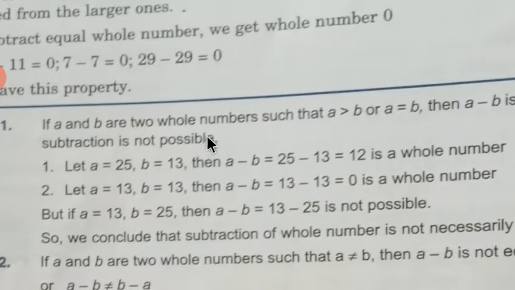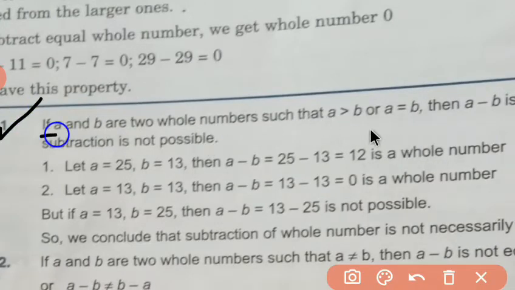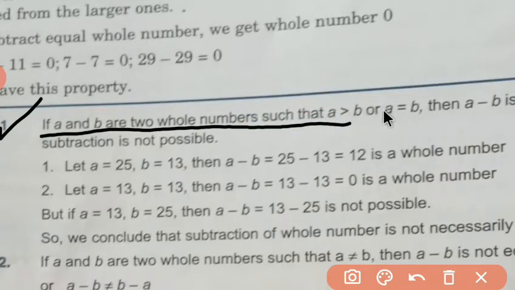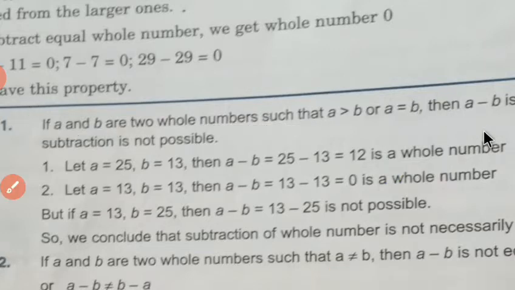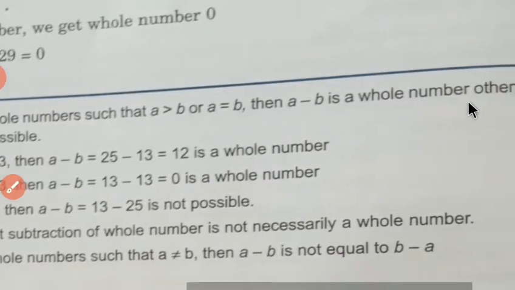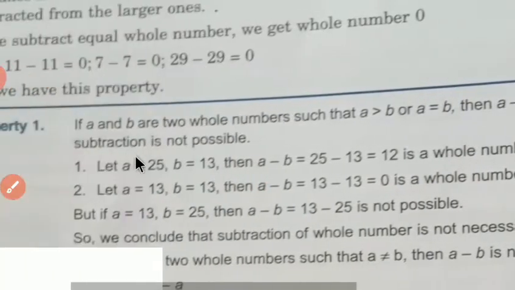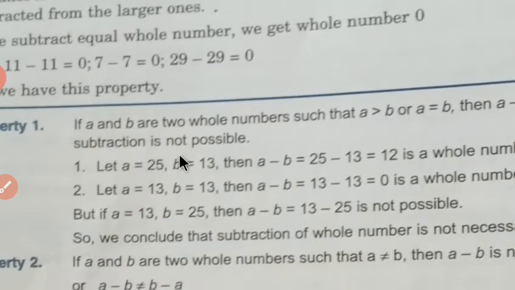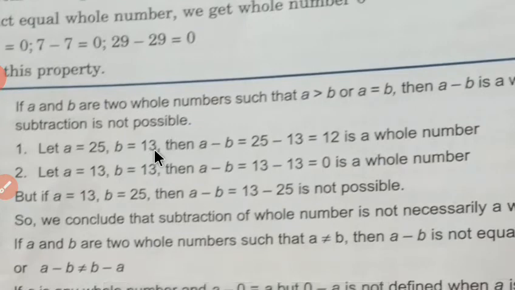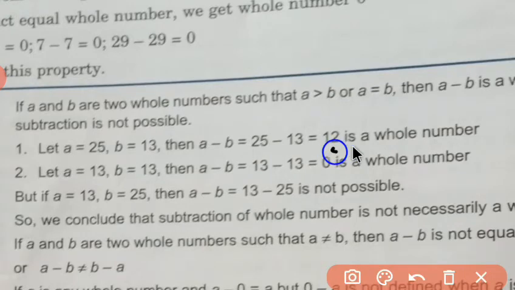If a and b are two whole numbers such that a is greater than b, it means the value of a should be greater than b, or a can be equal to b, then a minus b is a whole number, otherwise subtraction is not possible. For example, a is equal to 25, b is equal to 13. Here we have to find a minus b. So 25 minus 13 is equal to 12, and 12 is a whole number.